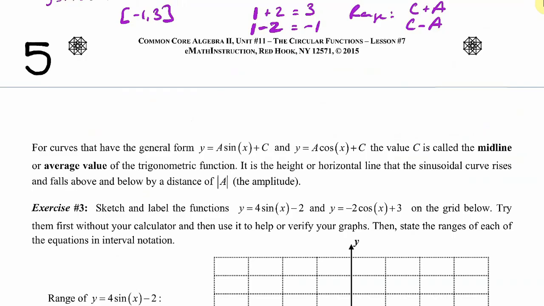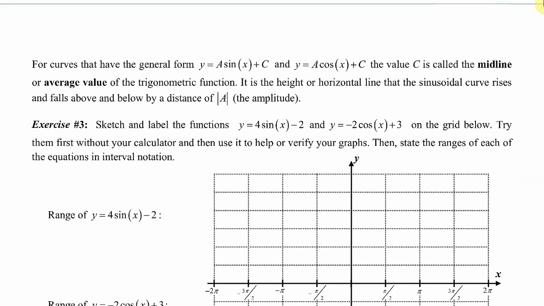All right. For curves that have the general form y equals a sine of x plus c, or y equals a cosine of x plus c, the value of c, as we just said, is called the midline, also known as its average value of the trig function. It is the horizontal line that the sinusoidal sine or cosine curve rises and falls above and below by a distance of the amplitude, the absolute value of a.